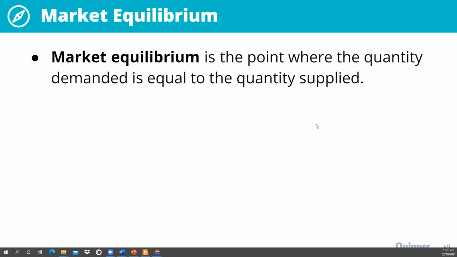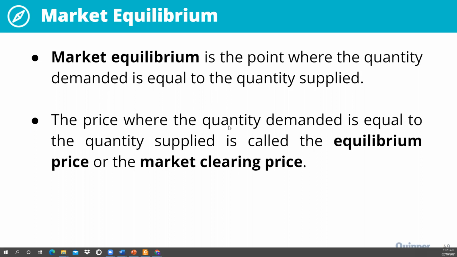In other words, the number of units the buyers demand is equal to the capacity and willingness of the seller to supply. Okay, gets? In business math, if you can remember, this is what we call the break-even point. The price at which the quantity demanded is equal to the quantity supplied is called the equilibrium price or the market clearing price.